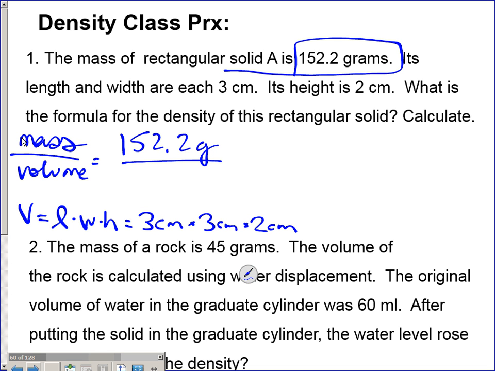So whenever you do this, you said 3 times 3 is 9, times 2 is 18. I thought I heard 15 from some people, so this is 18 what? Centimeters cubed. Okay, so I want you to not round this yet, because this is not our final answer, right? It asks for density. So we're not going to round this yet, because we're going to plug it in here, and then we're going to think about our final answer in its appropriate sig figs. So this equals 18 centimeters cubed. Plug that in there, and somebody please calculate 152.2 divided by 18.